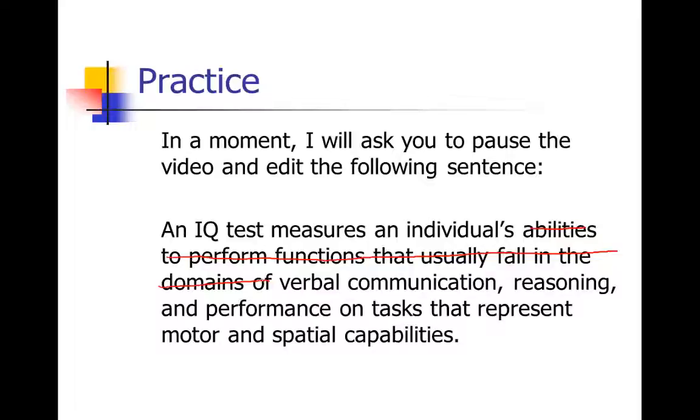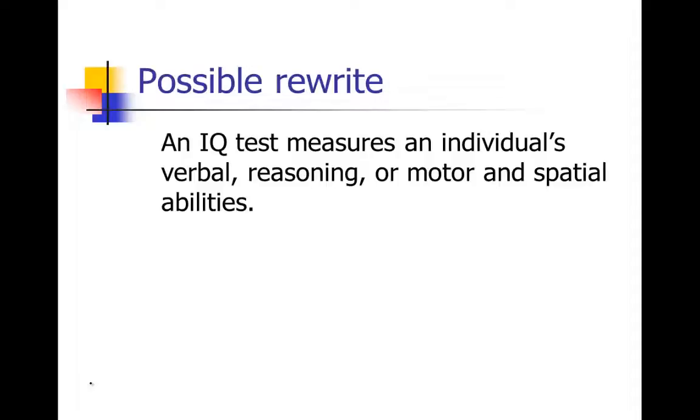An IQ test measures an individual's verbal. I don't think we need communication after verbal, right? Because that's just repetitive. Verbal, reasoning, and then we get performance on tasks that represent. How about we say it more directly, that it's measuring their motor and spatial capabilities. And perhaps there are more than one type of IQ test, so we might want to use the word or here, so that not every IQ test measures all three, but some may measure any one of these. So an IQ test measures an individual's verbal, reasoning, or motor and spatial capabilities. So again, hopefully in your rewrite you were able to strip a lot of those excess words out.